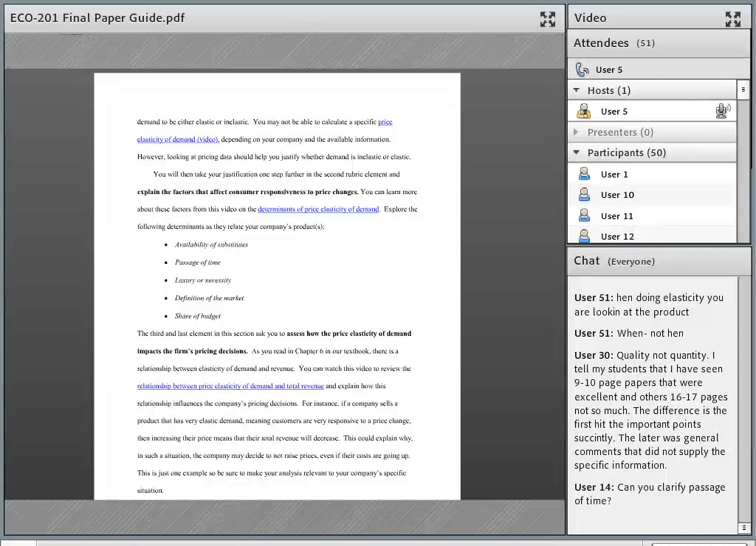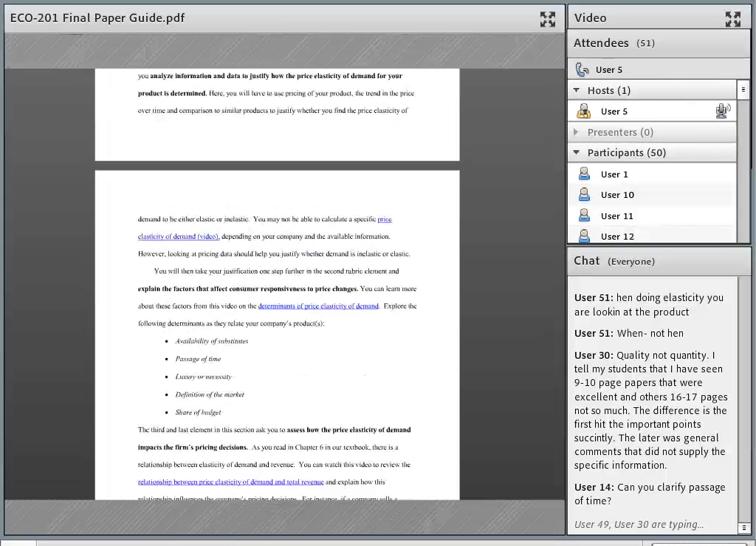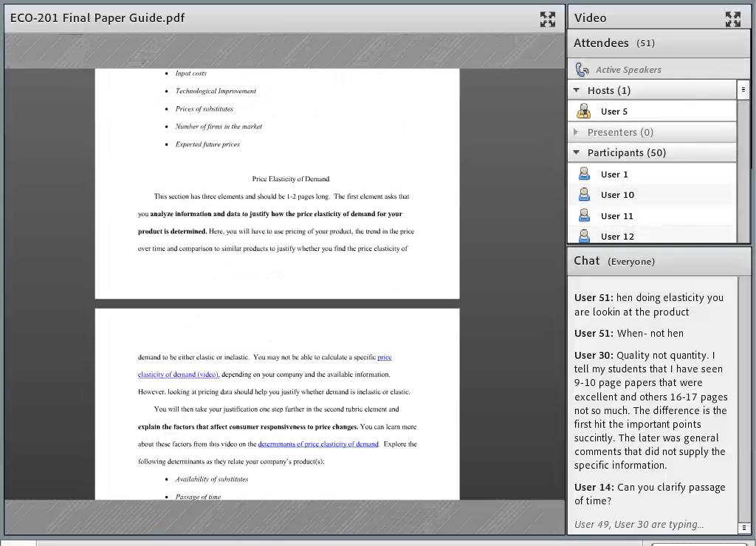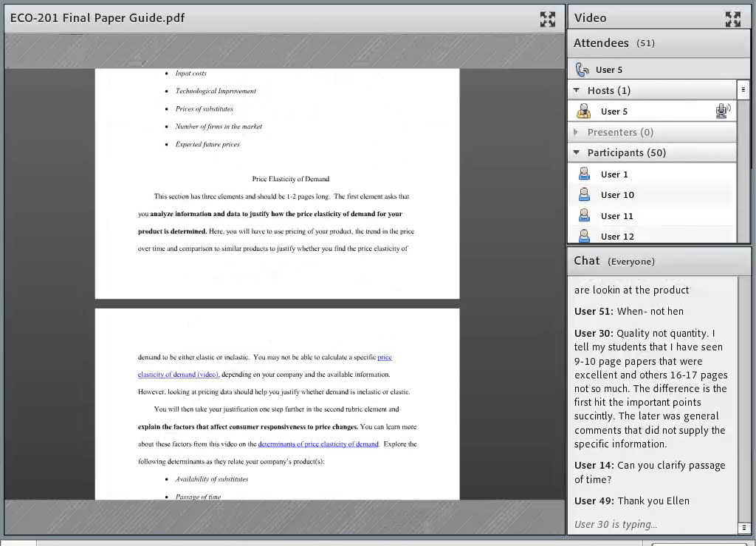And that's something we encourage you to address, which brings me to my point up here. The first element in the price elasticity of demand section is asking you to analyze information and data to justify how the price elasticity of demand for your product is determined. So one way that we find students can do this, as a jumping off point, is to find some research done by professionals in the field on the price elasticity of demand for your product in general.